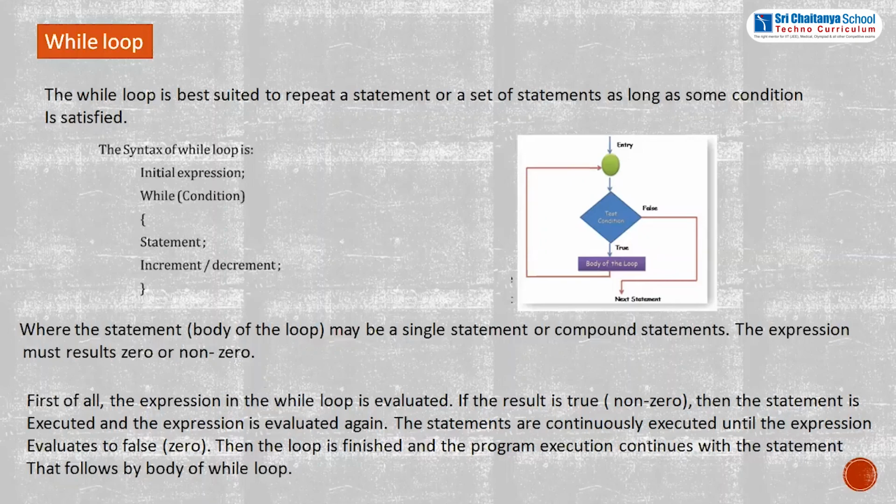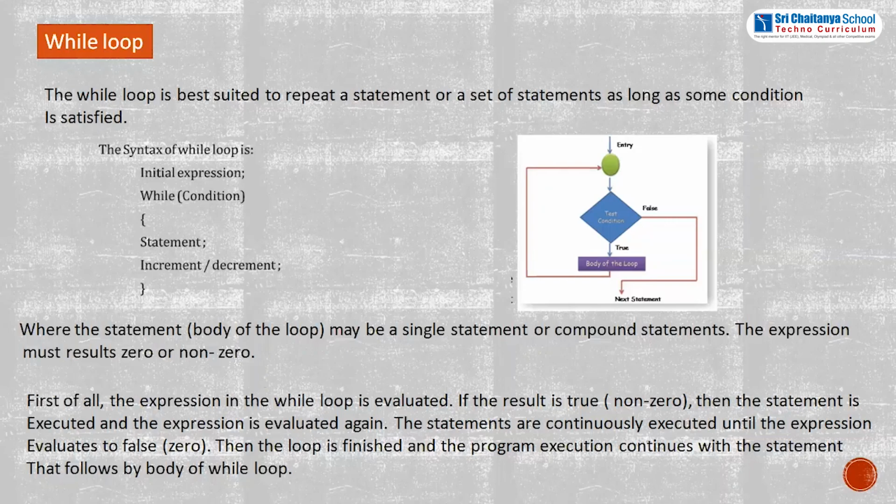So what is the syntax of the while loop? Initial expression. Initial expression is nothing but your initialization. Then while condition. So here you place your condition. Then the statements, then the increment or decrement. Understand the difference, children? Here, first we keep the initialization as a separate expression. That is why it is given as an initial expression, then while condition, then the statements, and then the increment or decrement. The statement, the body of the loop, may be a single statement or a compound statement. The expression must result in 0 or non-zero.